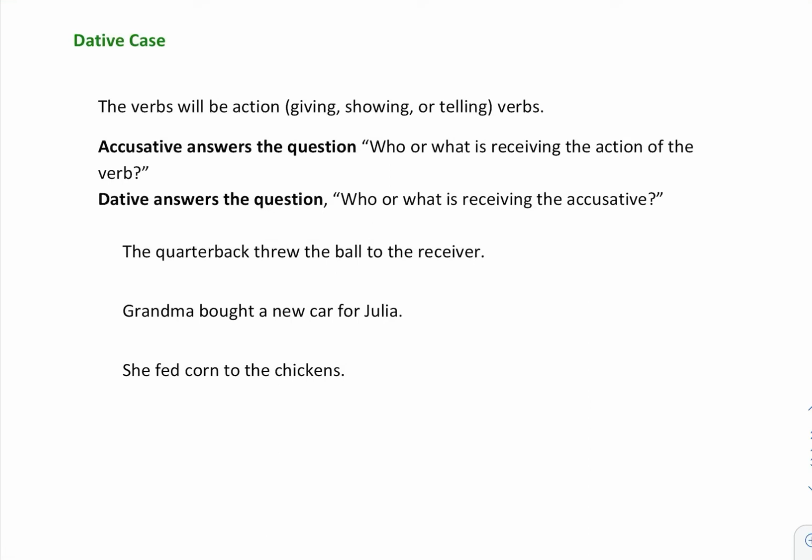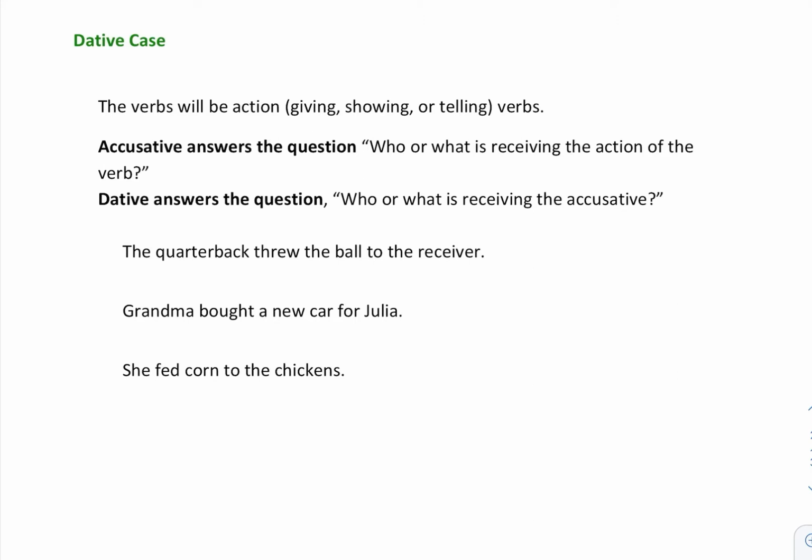Alright, let's talk about the dative case. This can be one of the most confusing cases for students to learn because many students don't have a lot of grammar, and English grammar, before they come into Latin. So we'll take a couple weeks on it. We'll slow it down a bit.